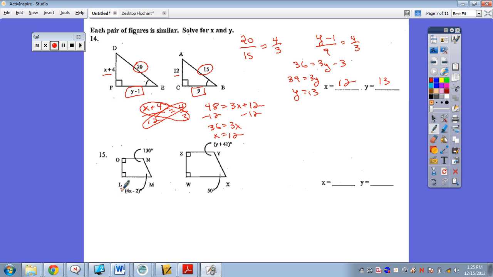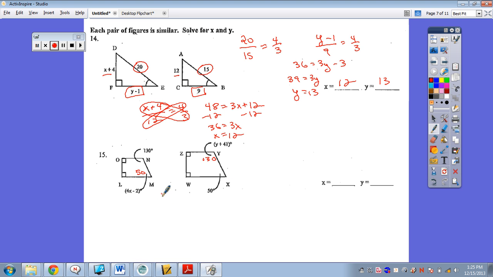Okay, number 15. They're actually only giving you the angles. They told you that angle n is 130, m is 4x minus 2, angle y is y plus 41 degrees, and angle x is 50 degrees. Well, if two shapes are similar, you know that all the angles in both are congruent. So if we know n is 130, then I also know that y is 130. So this angle right here is 130. And then I know if x is 50, m is 50.